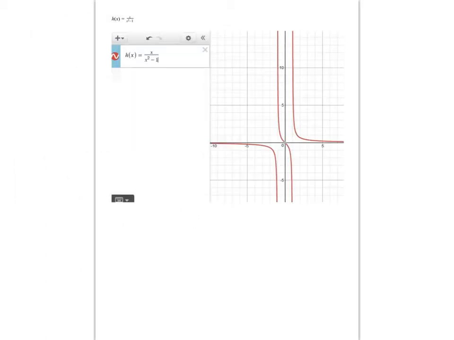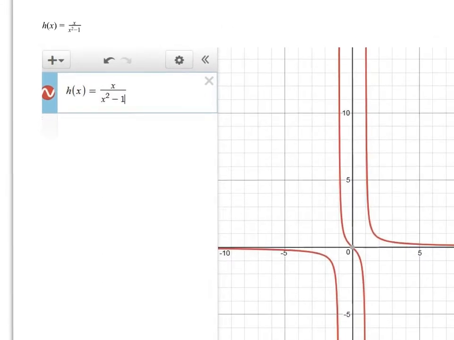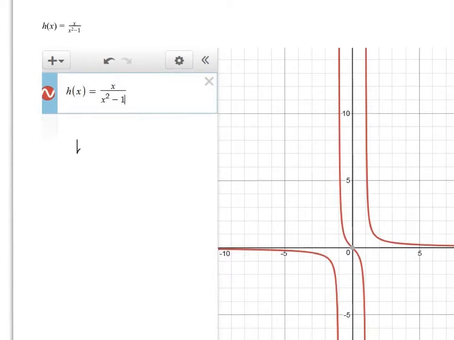Let's look at the second function, a little more complicated. x over x squared minus 1. So looking at the graph, it is certainly not even, because it's not symmetric to the y-axis, but it appears to have a symmetry to the origin. So if either of them, I would think it's odd. So let's just go ahead and verify that it is odd by plugging in negative x and see if we get the opposite of the function.